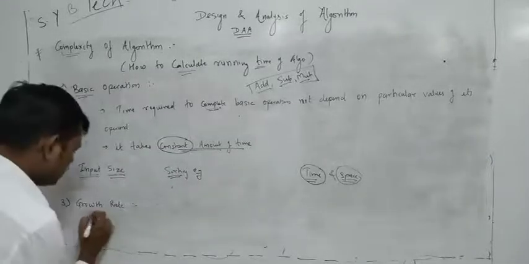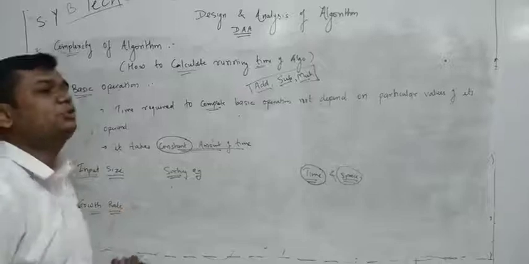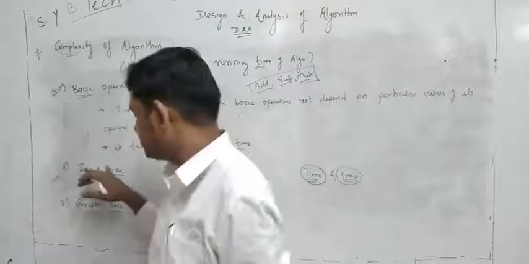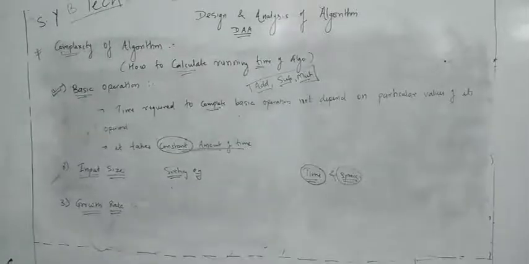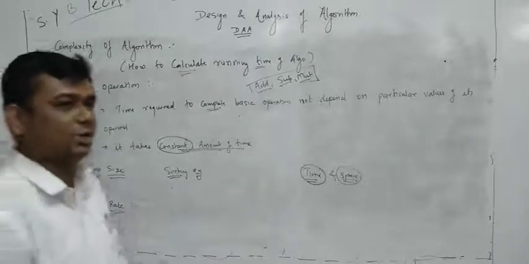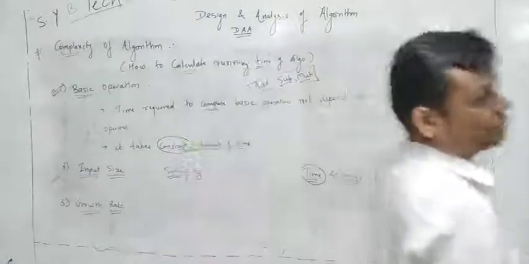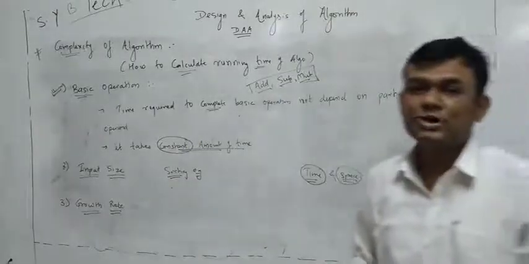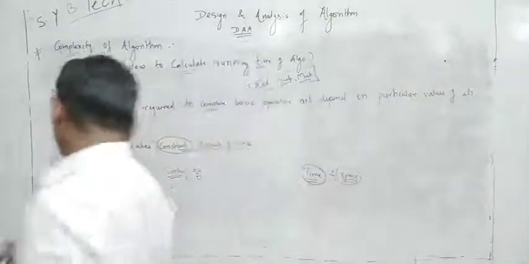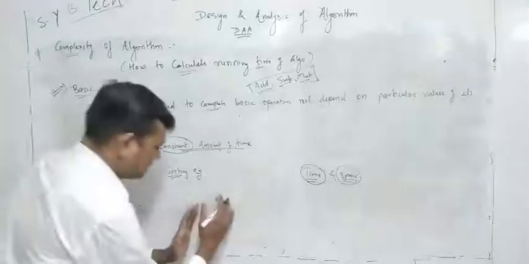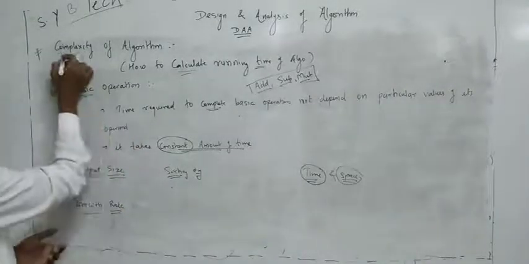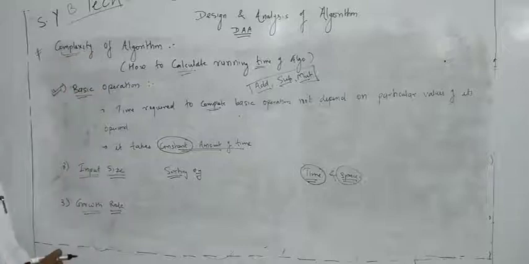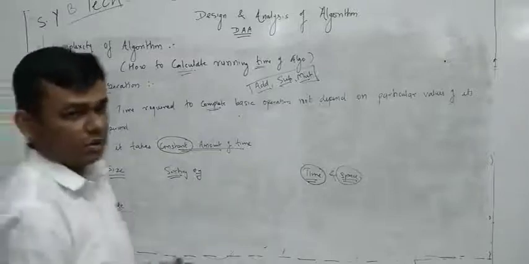And the last one is growth rate. Input size means the multiple inputs taken for the program, for example for algorithms like quick sort, merge sort, heap sort, radix sort. If the input size increases, the growth rate also increases. So these are the three parameters we use when we have to find the complexity of an algorithm.